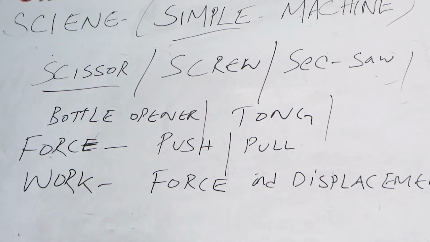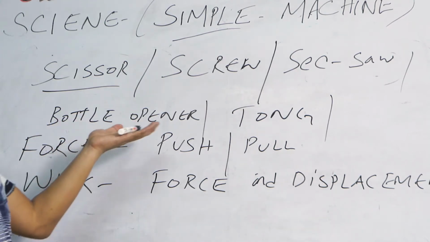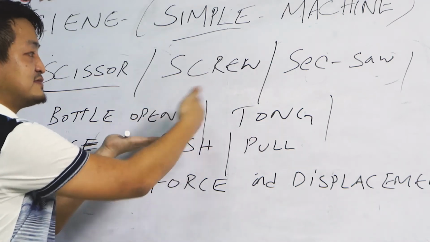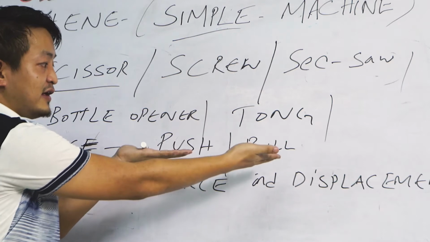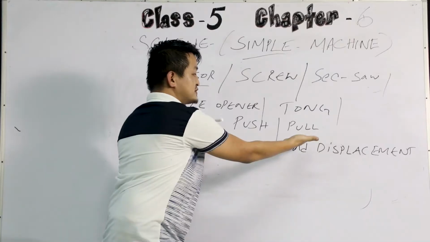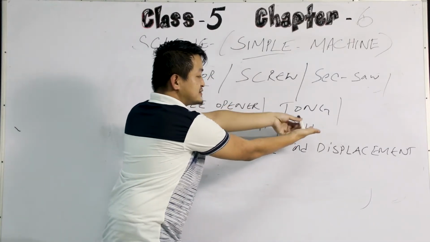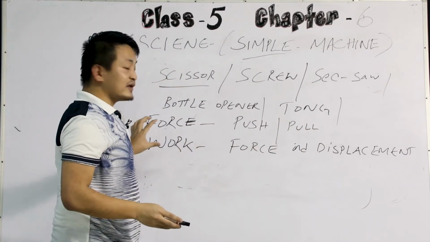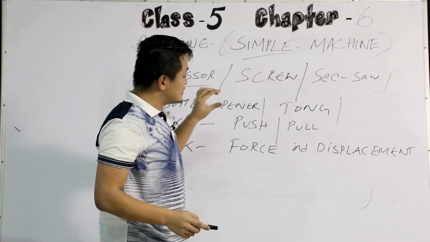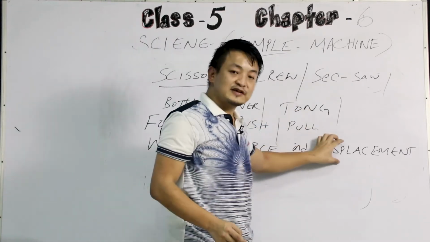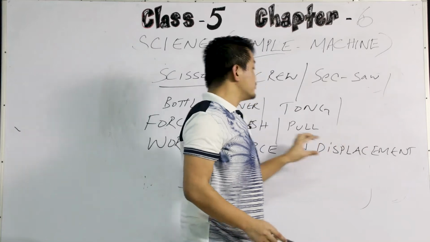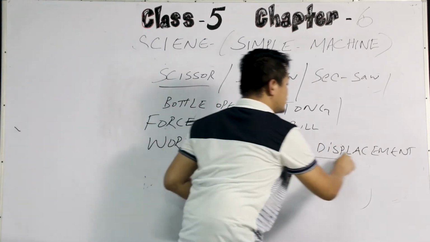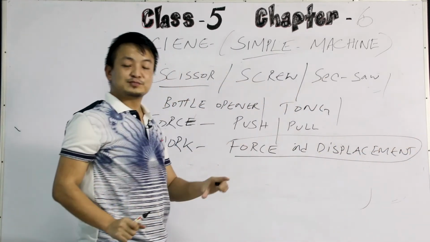Suppose I have this marker here, and I want to shift this marker towards the other side. Then I have to apply a force to displace this marker from this position to here, right? So that is called work done. Where there is a force and a displacement of any object, we say that work is done. So you have to keep this in mind: force and displacement.